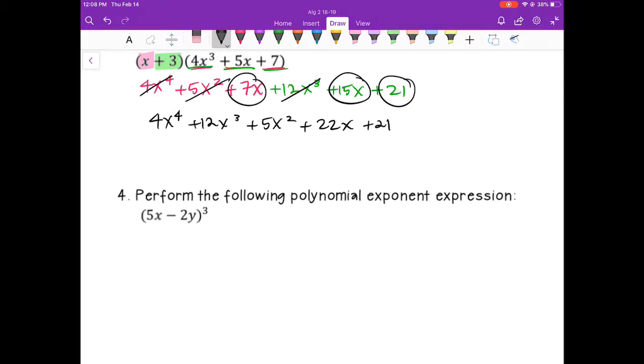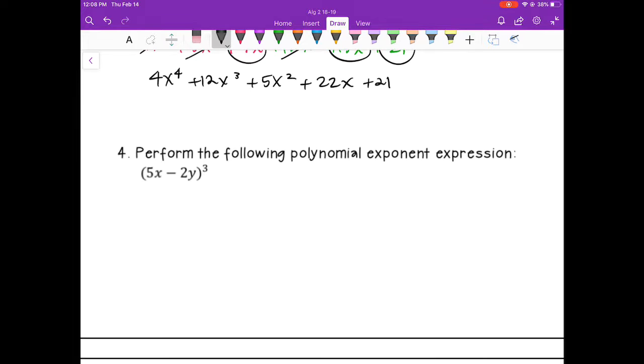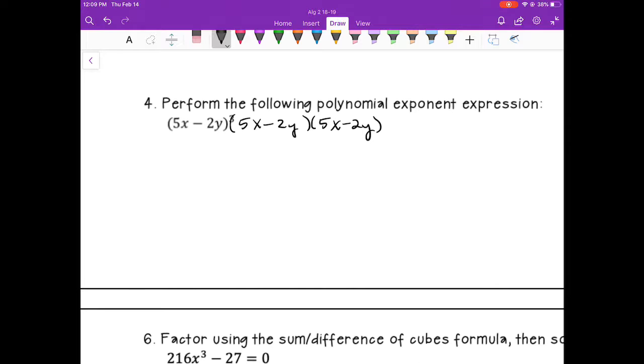Lastly, number 4, we want to take 5x minus 2y and cube that polynomial. So really what we're doing is taking it times itself 3 times. We really have to keep in mind our exponent properties and make sure that we are adding exponents whenever we need to be doing so. So let's first start with our first 2 polynomials, and we'll come back to that last 5x minus 2y, and we just FOIL like normal.